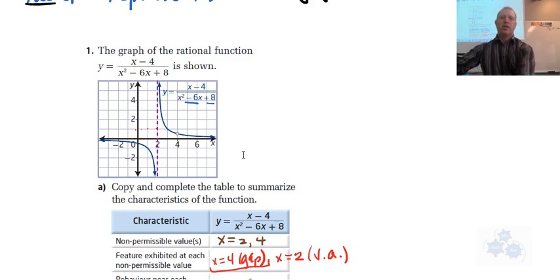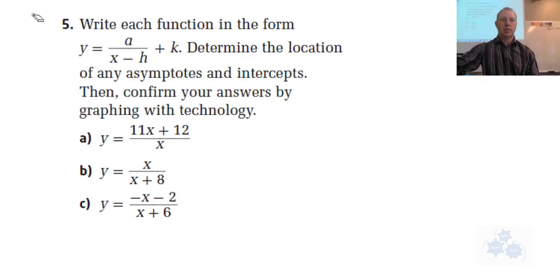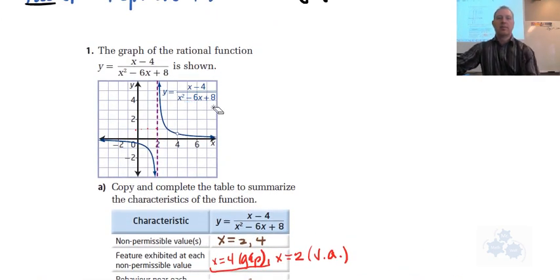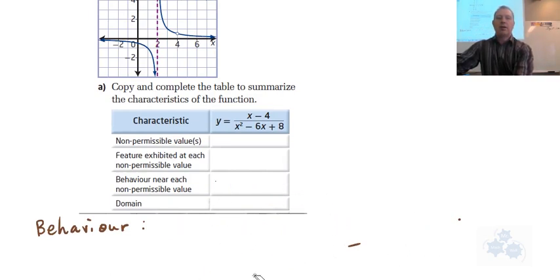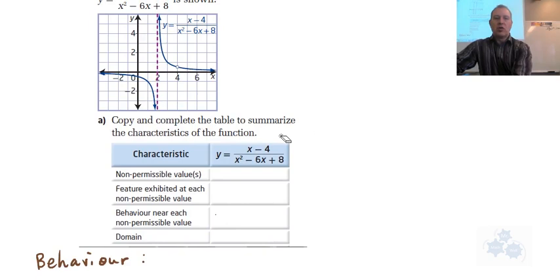It says this: the graph of the rational function y equals x minus 4 over x squared minus 6x plus 8 is shown. Okay. Oh goodness, my computer's struggling. Okay, so it's shown here. What do we want to know? Oh, looks like I have some answers here. Let me get rid of those answers for now. We'll do that together. So copy and complete the table to summarize the characteristics. We can look at the graph, we can look at the function, we can do some work on the function algebraically, and we can come up with all sorts of characteristics for this graph. So let's see.